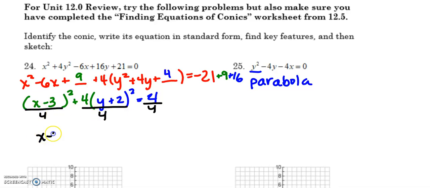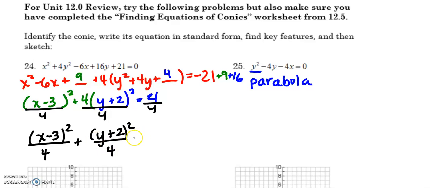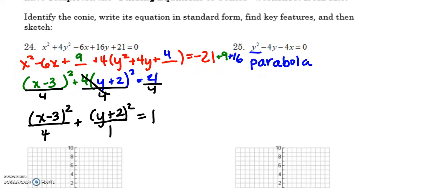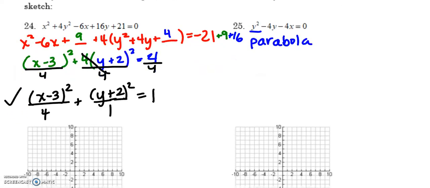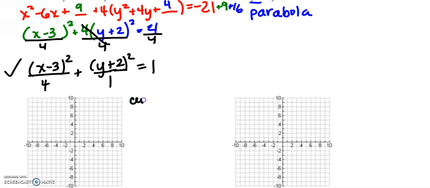And I end up with x minus 3 squared over 4 plus y plus 2 squared over 1, because the 4's will cancel themselves out, is equal to 1. So it says to write its equation in standard form. Check. Find key features. Well, the key features would be the center, which is the h, k, so 3 comma negative 2.